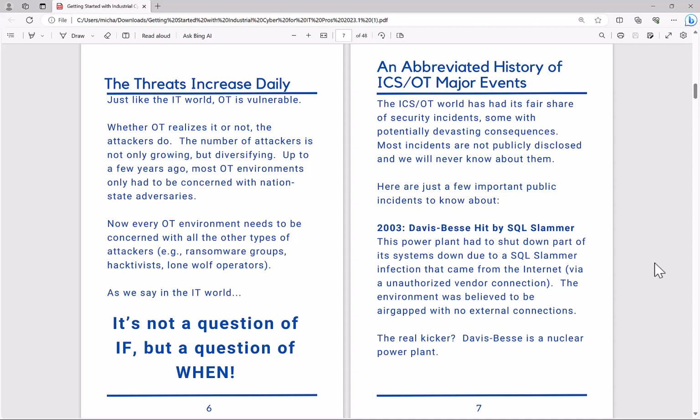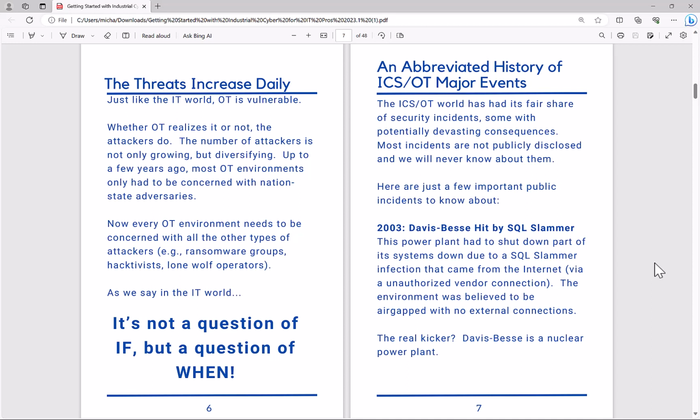I would say there's probably been, at least for me, a dozen or so important ICS events that have occurred over time. I just included a few in here. So I think the one that was probably the most fascinating for me earlier on to mention is the Davis-Besse power plant that was hit by SQL Slammer, because this is a nuclear power plant. So nuclear power plants should be what we call air-gapped, right? There's no network connection outside of the plant. And yet they had systems that were infected by SQL Slammer.